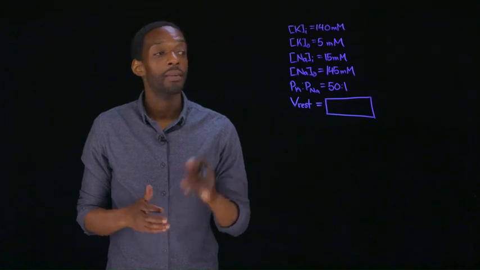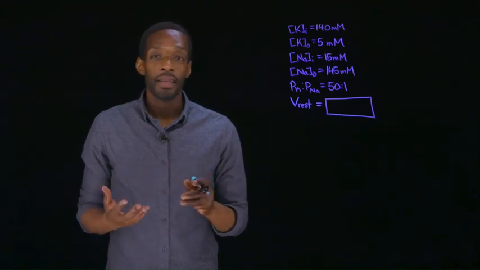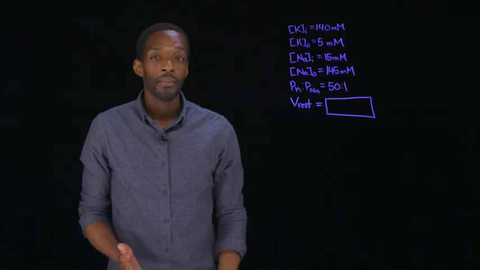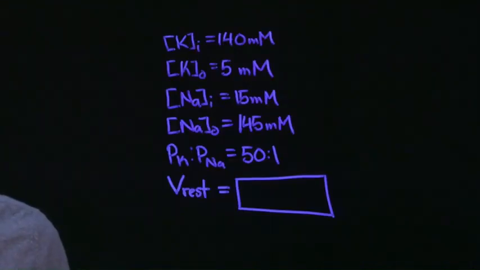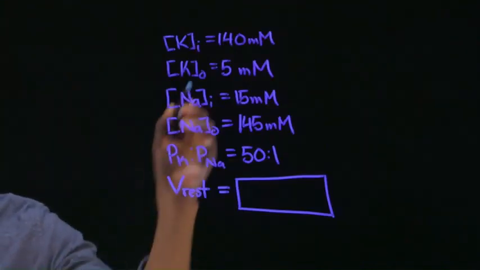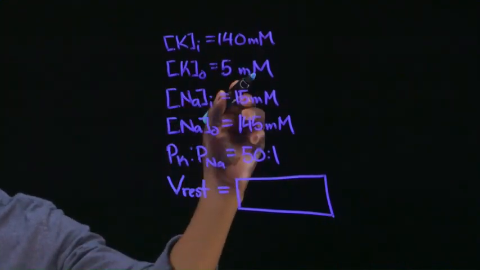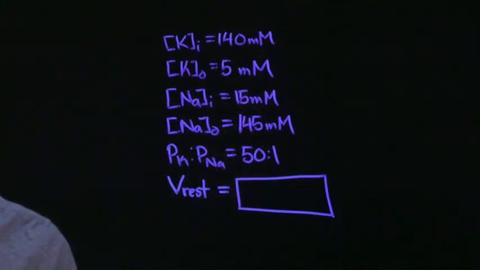Okay, so now that you've had a little bit of review about the resting potential, let's see if you can follow along with this example, where I'll calculate the resting potential using the starting conditions that we see here. This is an example of a pretty typical neuron, where we'll see the intracellular potassium concentration is much higher than the extracellular potassium concentration.